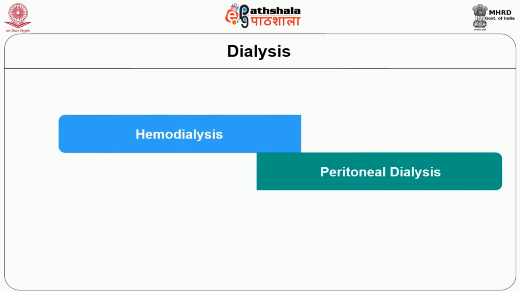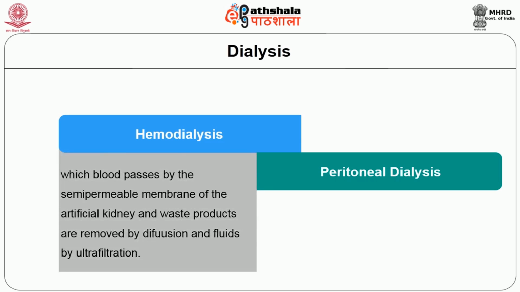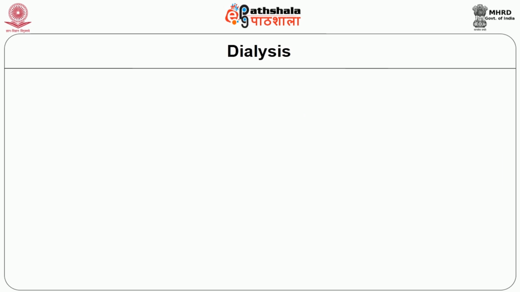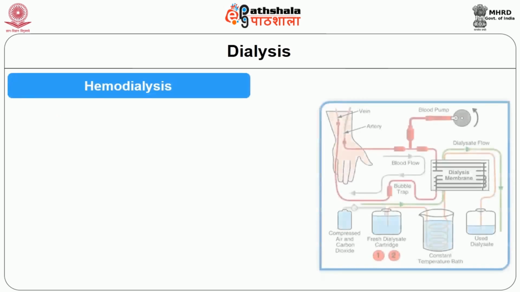Dialysis can be accomplished either by hemodialysis or by peritoneal dialysis. The most common method is hemodialysis, in which the blood passes by the semi-permeable membrane of the artificial kidney and the waste products are removed by diffusion and the fluids by ultrafiltration. Let's look in detail at hemodialysis.